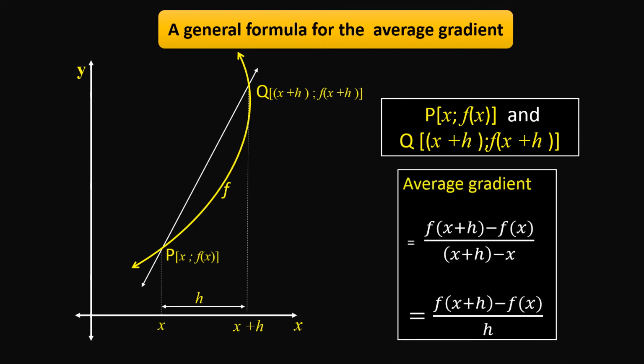So we start calculating the average gradient using the x coordinates and y coordinates of P and Q. And we know that average gradient is y2 minus y1, that is f(x plus h) minus f(x), over x2 minus x1, that is x plus h minus x. Now we simplify the denominator, x and minus x will be cancelled and we get equal to f(x plus h) minus f(x) over h.